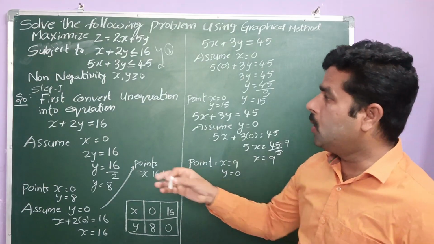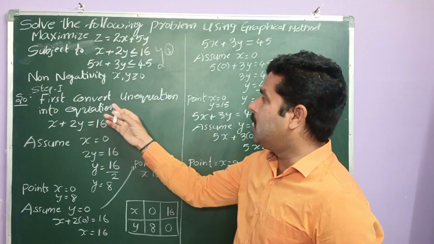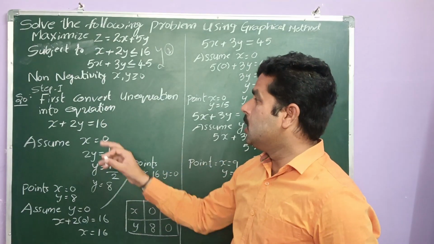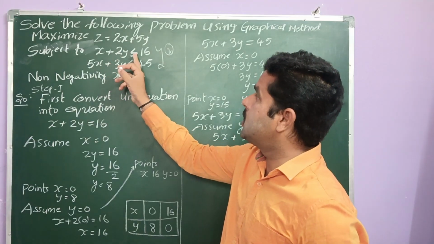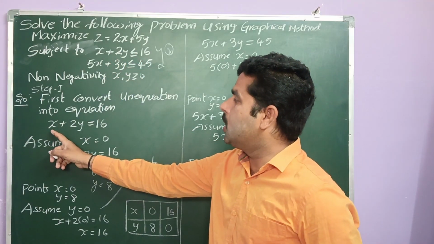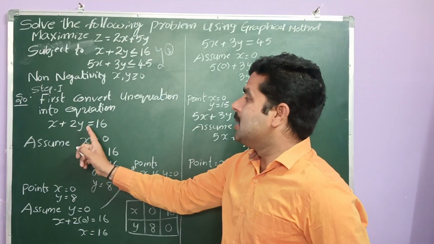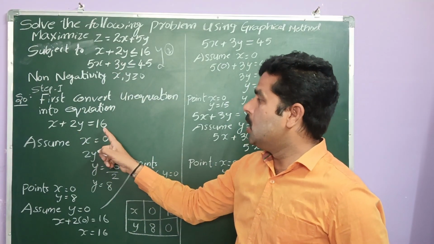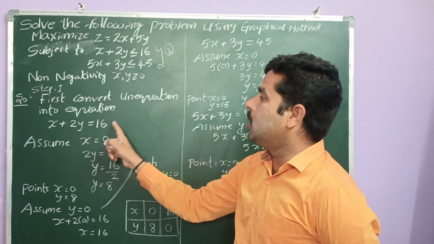Observe carefully what I am doing here. First, convert the inequation into equation. The question is x plus 2y less than or equal to 16. Instead of the less than or equal to symbol, I am adding the equals symbol. So x plus 2y equals 16. It is converted into an equation.